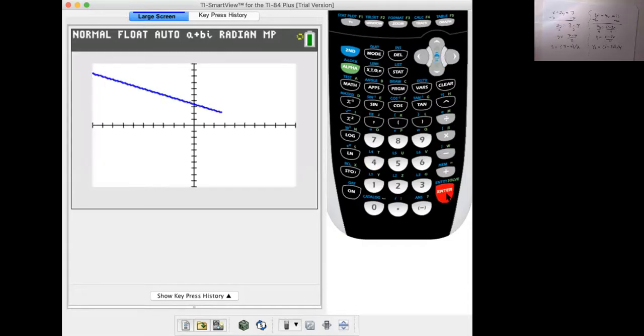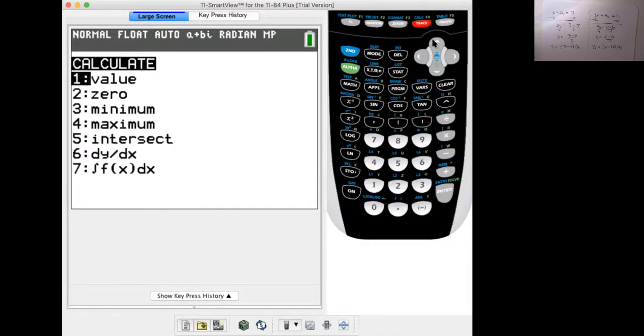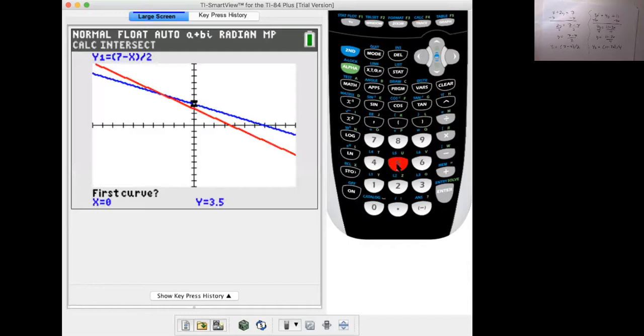There is line 1, 7 minus x over 2, which is negative 1/2 x plus 7/2. And there is line 2. So we see the point of intersection here. I'm going to find it using my intersection finder. Calculate. Intersection is 5. First curve is the blue line, fine. Second curve is the red line, fine. Guess, move the cursor close to where it intersects. And hopefully we will get negative 3, 5. And sure enough, that's my answer.